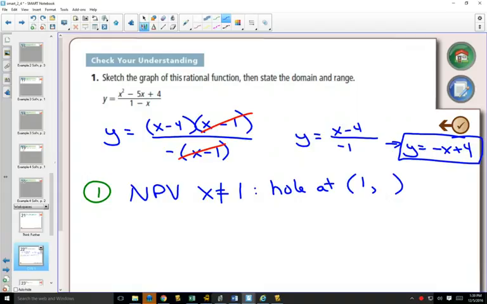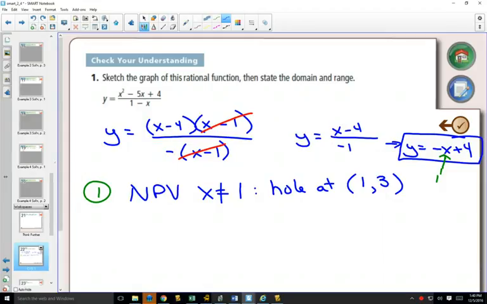So when x is 1, where's my hole going to be? At 1 comma 3. Plug in 1 for x. So we've got a hole at 1 comma 3.